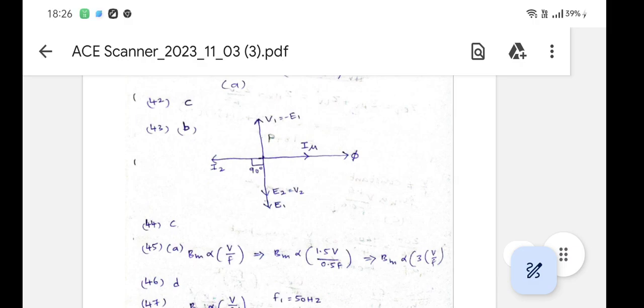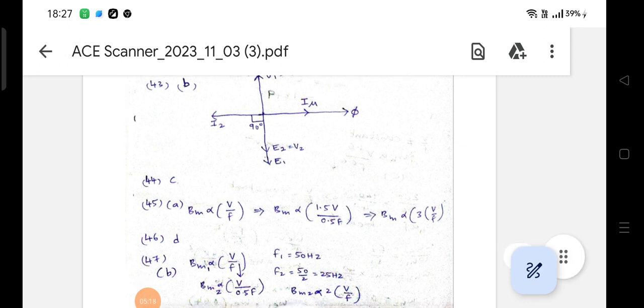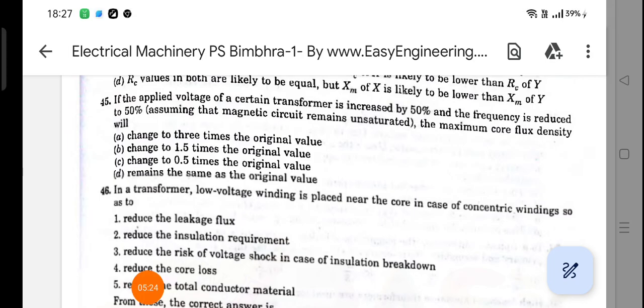Just see here, B maximum is directly proportional to V by F. Then B maximum is directly proportional to V, which increases by 50%. Assume we start at 100%, then a 50% increase means 150%, that is 1.5 times V. Next, frequency is reduced to 50%, that means 0.5 into F. Then B maximum equals 1.5 divided by 0.5, which is 3 times the V by F ratio, right? That means B maximum changes to 3 times the original value. That means the 45th question answer is A.